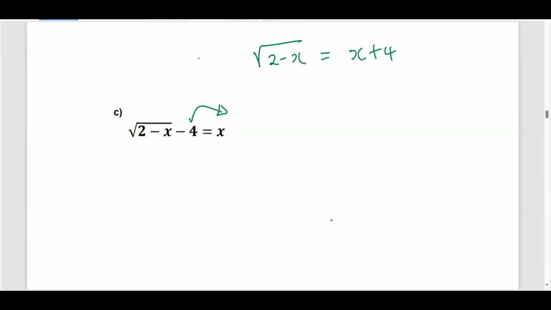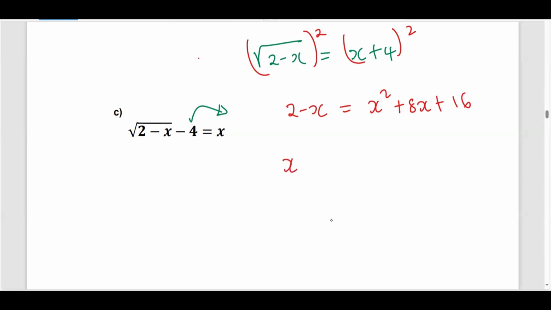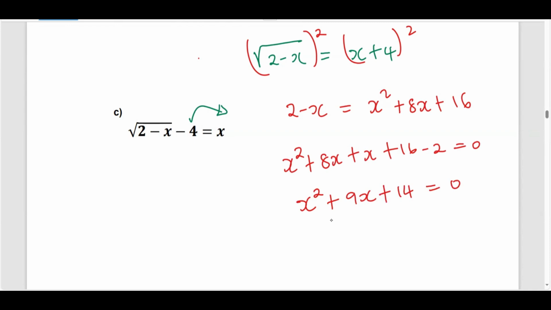And then what we shall do is square both sides. So square here and then square there. So the root sign falls away. We have 2 minus x is equal to x squared plus 8, no, that's going to be 8x, then plus 16. All right, then let's create a standard form, move everything to the right. It's going to be x squared plus 8x plus x plus 16 minus 2 is equal to 0. x squared plus 9x plus 14 must give me 0.